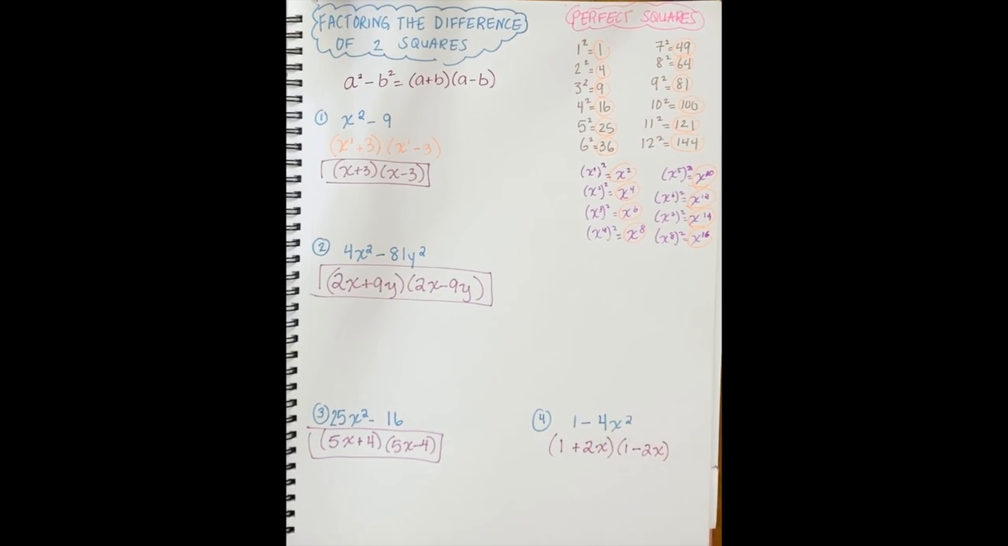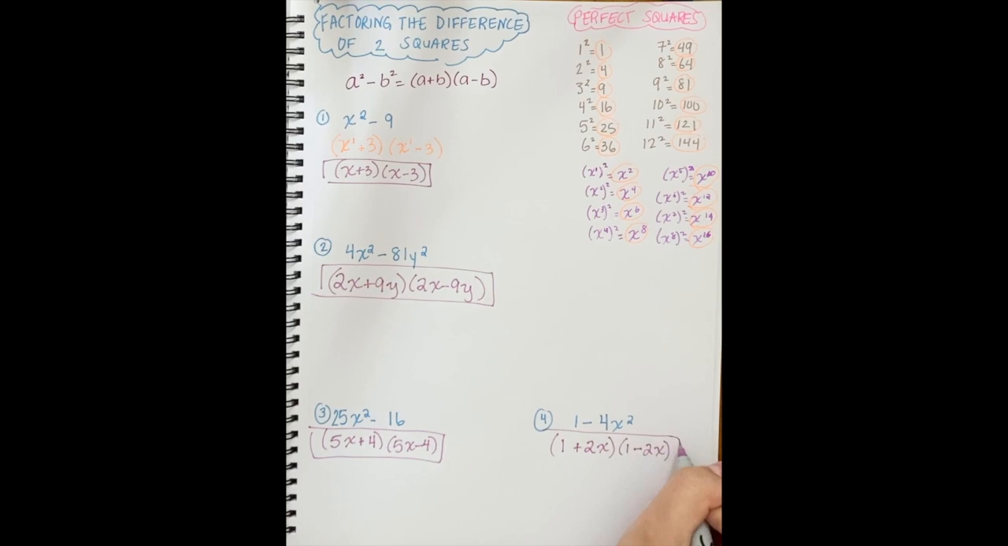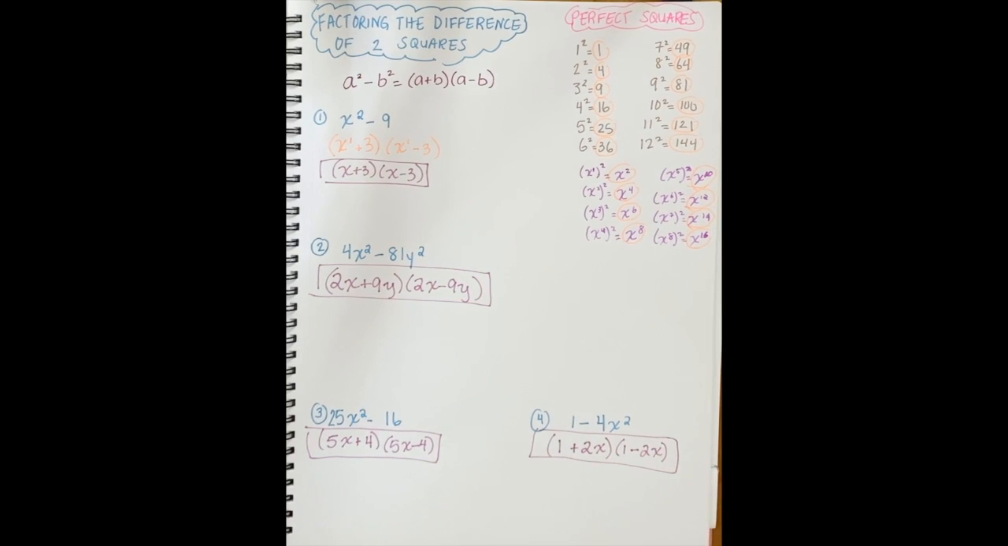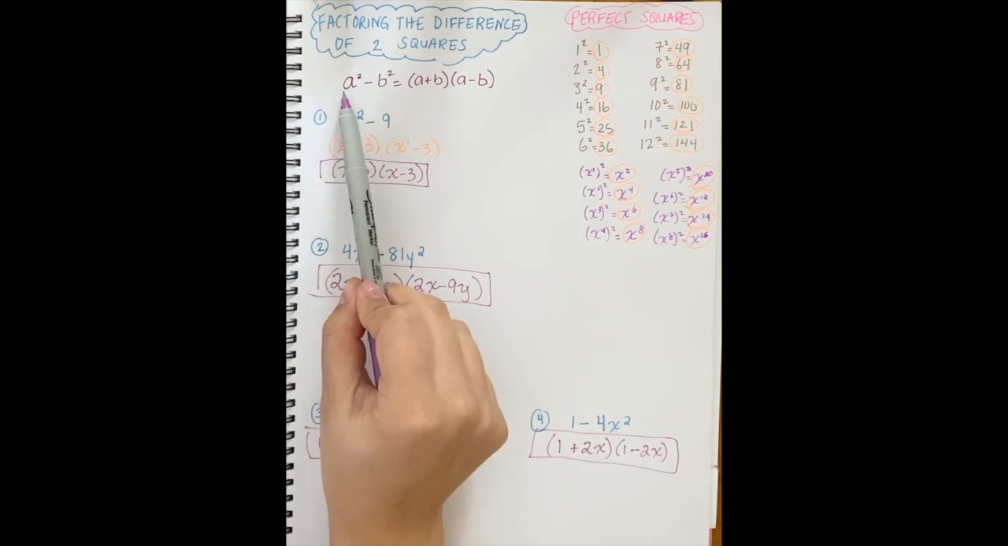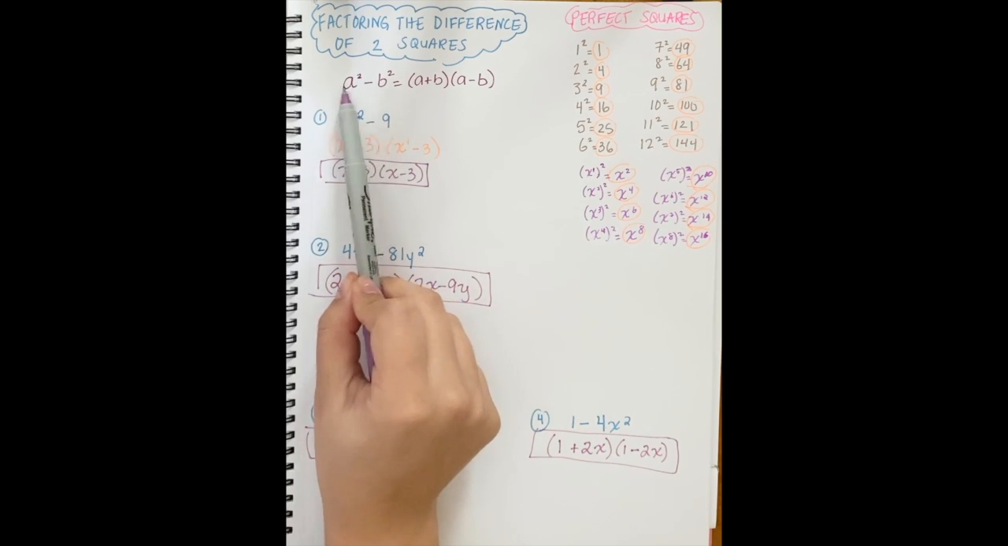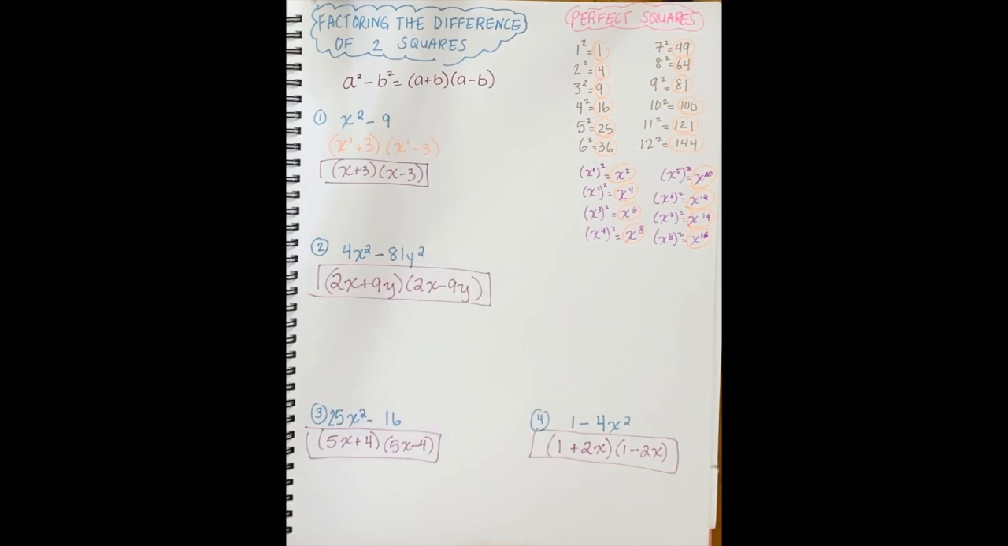one minus. So to factor the difference of perfect squares, you just have to make sure that it's the subtraction of two perfect squares, and you just write their square roots. One plus, one minus. These are very important to memorize.